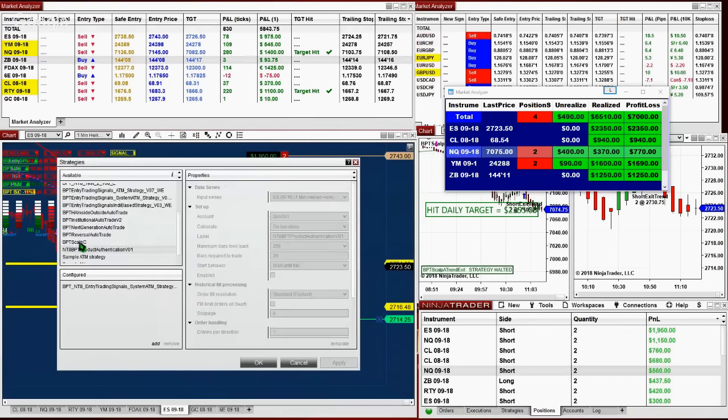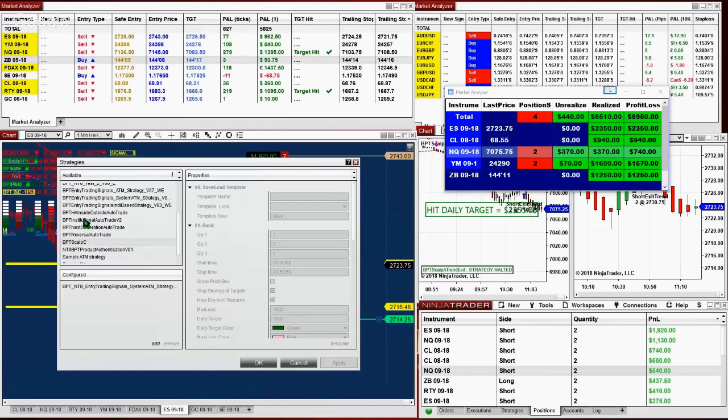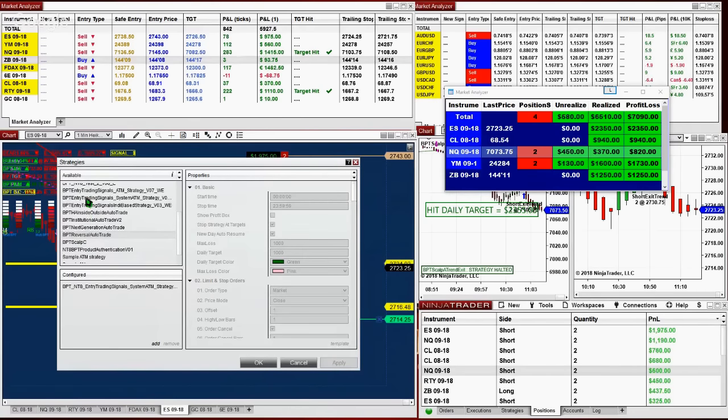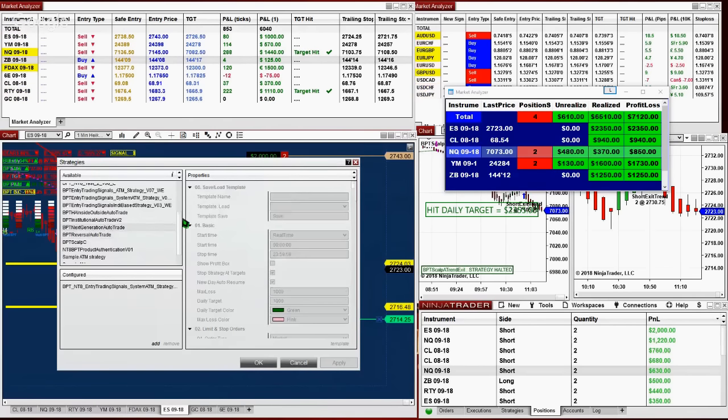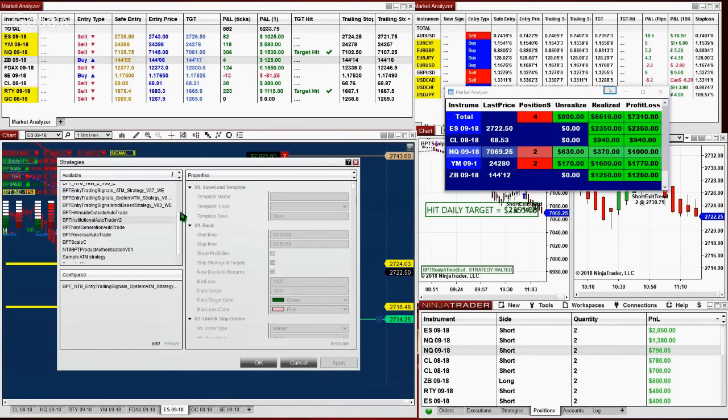One, four, five, six, seven, eight, 9, 10, 11. Oh, okay, we have around 13, 14 automated trades also on NT8. This is not bad at all. I thought we only had 6, 7.